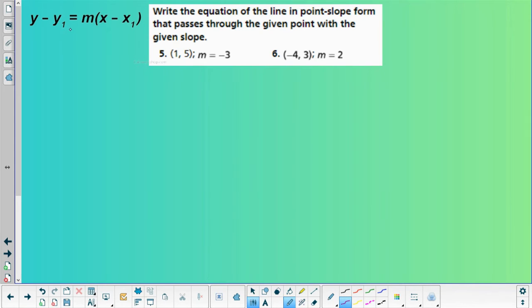Okay, so if I use the point slope form for this one here, remember I have my x1 and my y1, and I have my m. It's already labeled m, but I'll put m again. So we're going to go through.